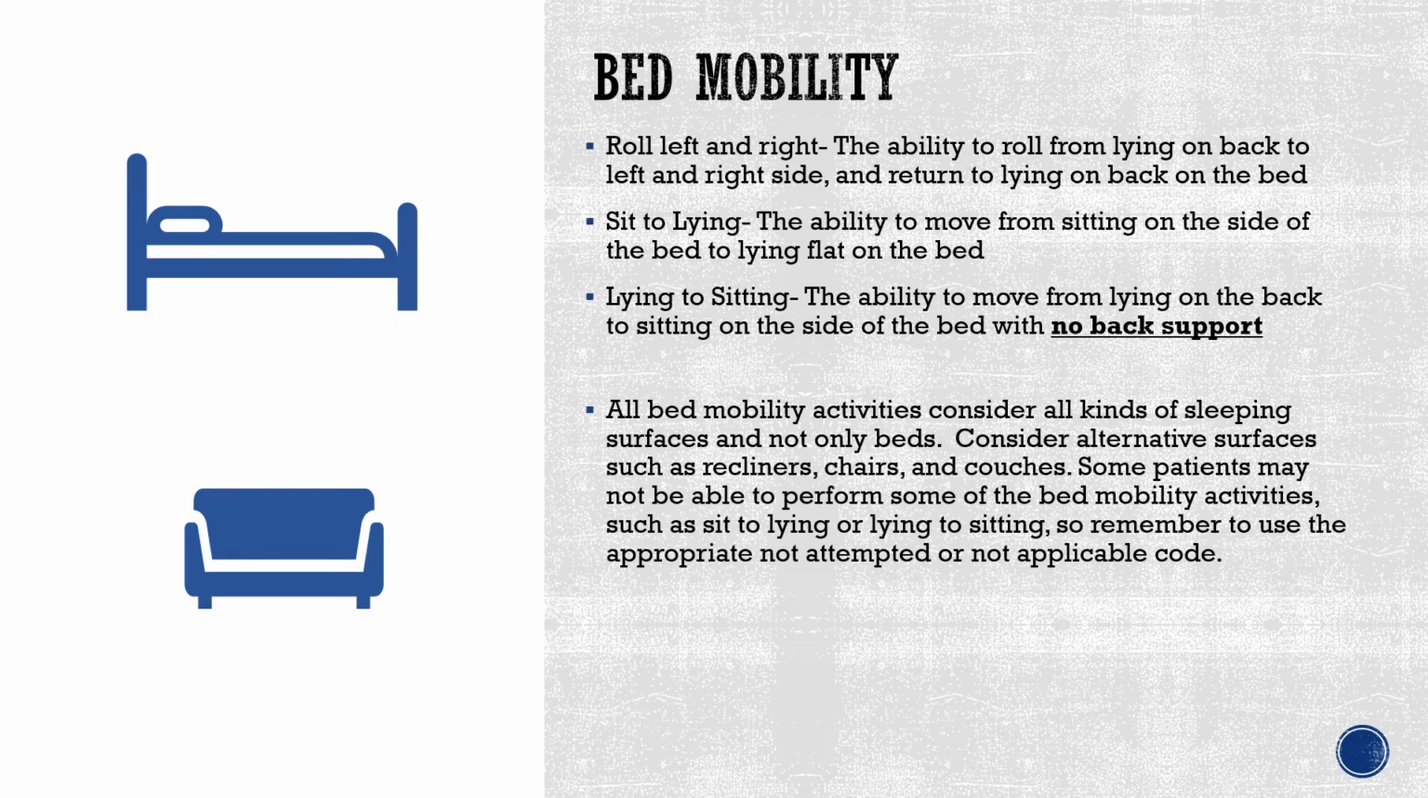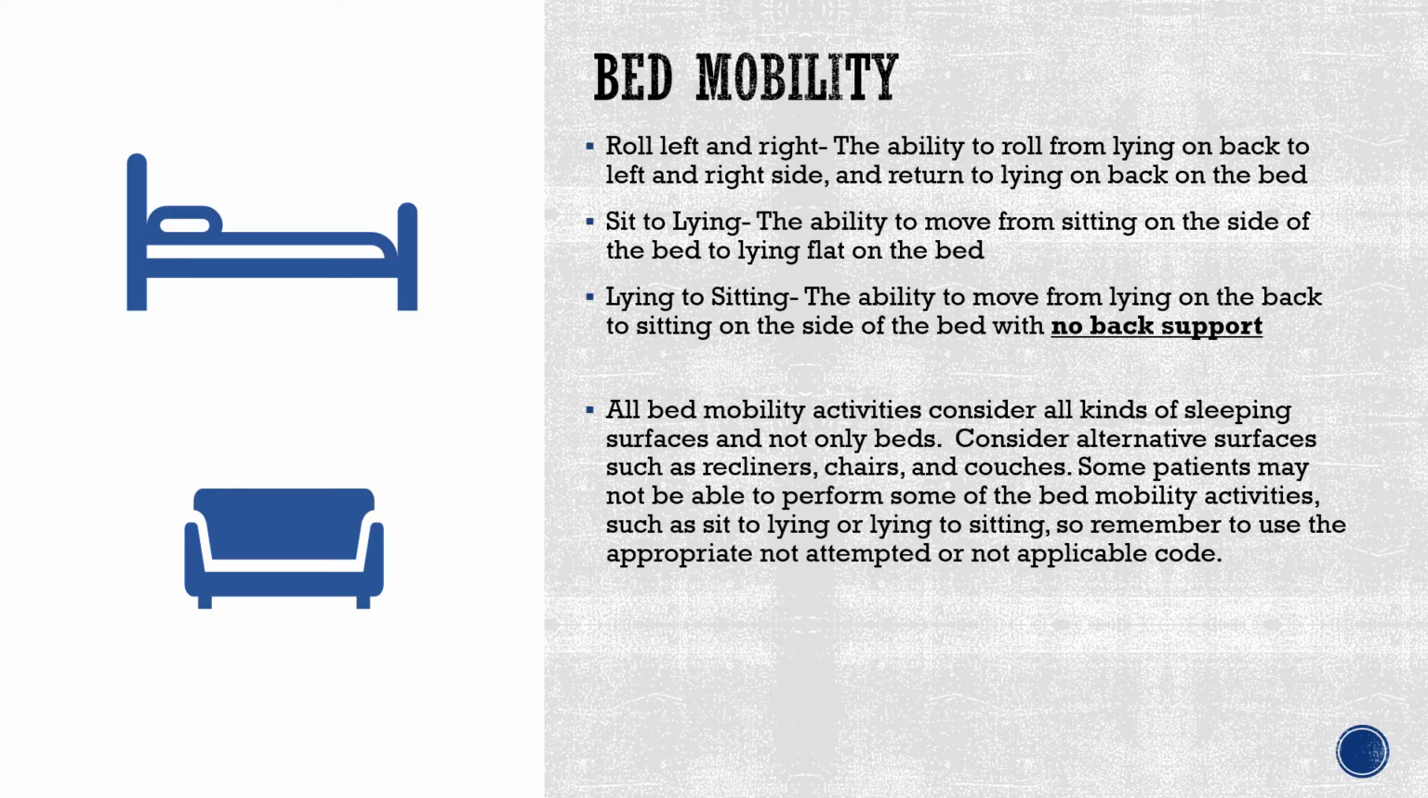Bed mobility, just like dressing, has been divided up into smaller subcategories. Bed mobility now includes roll left to right, sit to lying, and lying to sitting. Roll left to right is the ability to roll from lying on the back to the left and the right side and to return to lying on the back on the bed. Sit to lying is the ability to move from sitting on the side of the bed to lying flat on the bed. And lying to sitting is the ability to move from lying on the back to sitting on the side of the bed. And they have to be able to sit there with no back support.